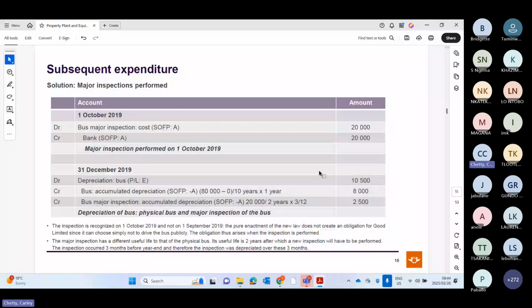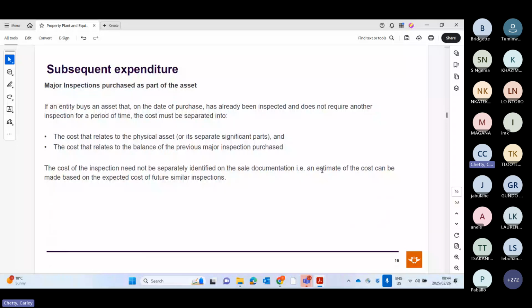Okay, but now sometimes, so we saw that situation where we have a major inspection that is purchased, but sometimes we have a situation where an entity buys an asset that on the date of purchase has already been inspected, and it does not require another inspection for a period of time. So the cost of that asset must be separated into the cost that relates to the physical asset and also to the cost that relates to the balance of the previous major inspection purchased.